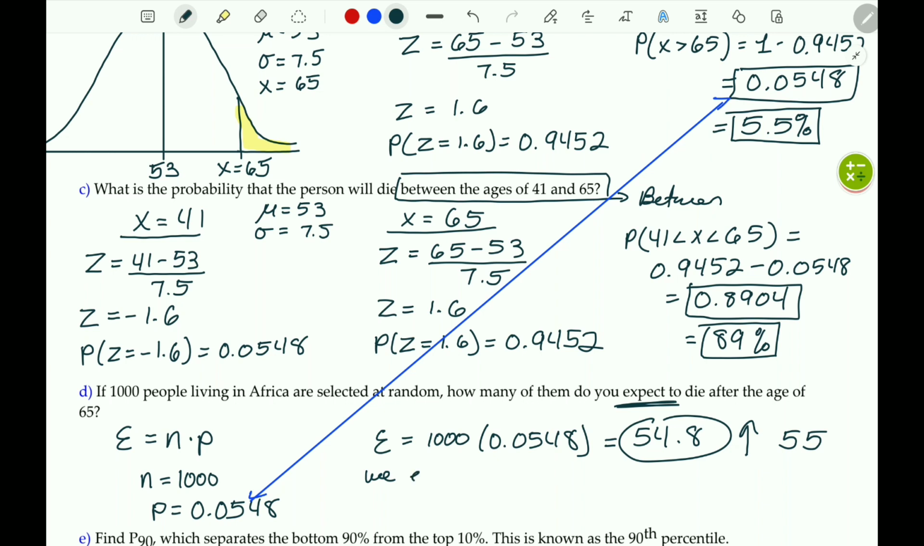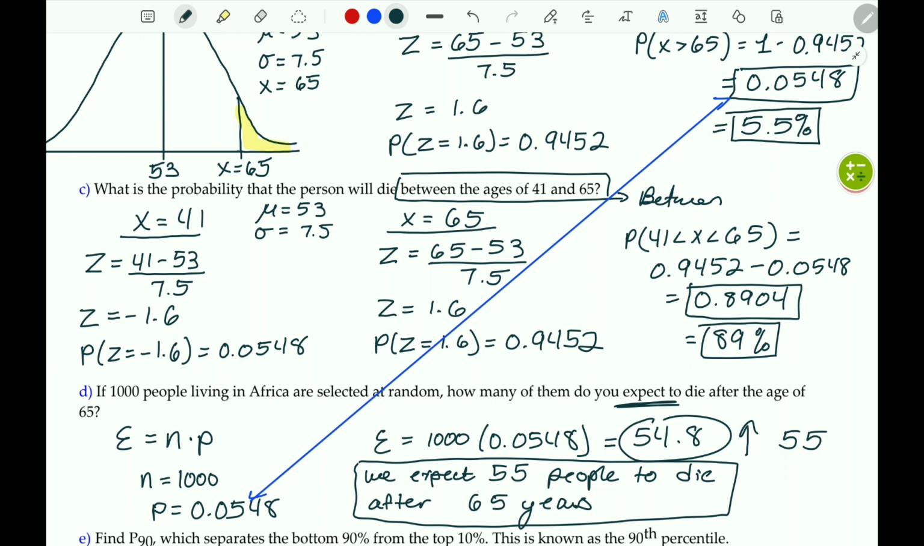We expect 55 people to die after 65 years. That is the answer to D.